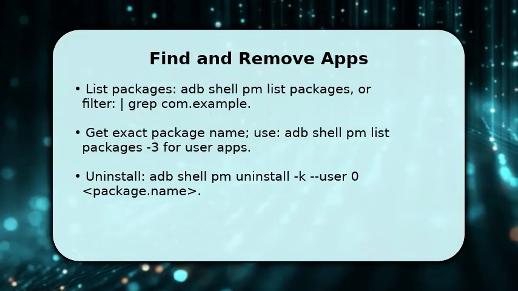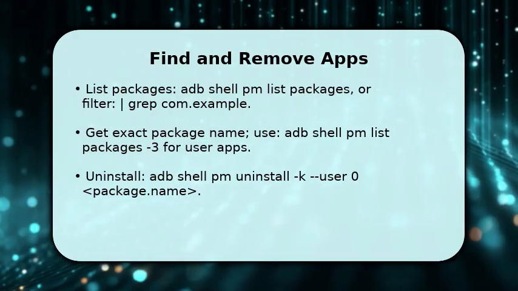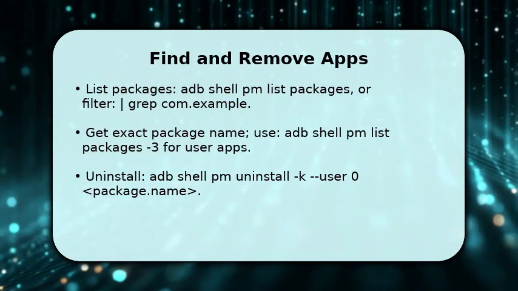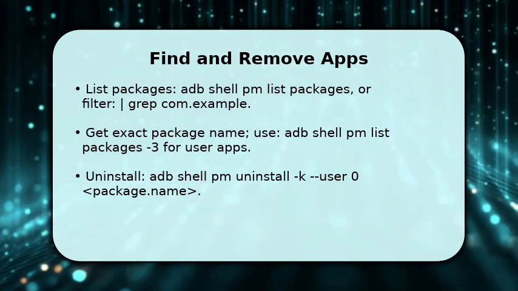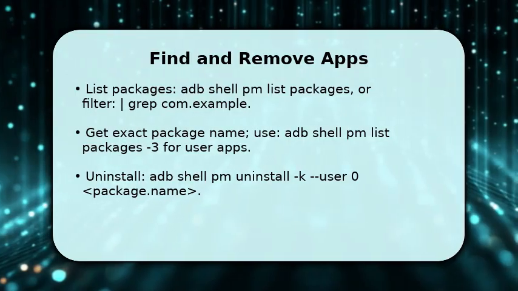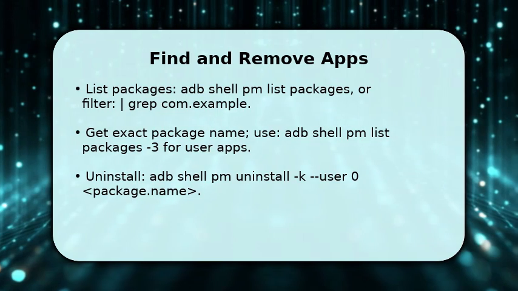To remove for the current user, run pm uninstall --user 0 followed by the package name. This keeps data directories but removes the app for the user. Make sure to watch the success or failure response. It tells you if the package was removed or if root or permissions are required.